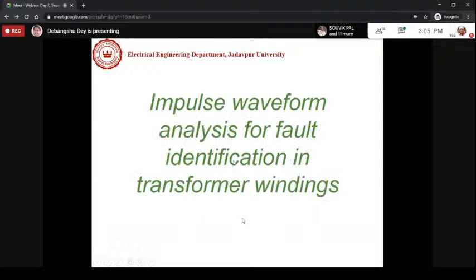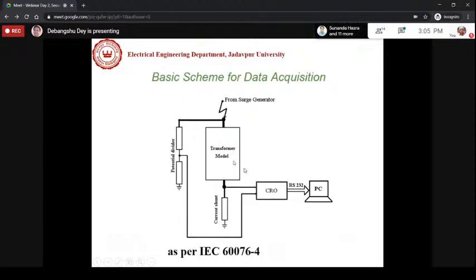First of all, we are discussing the impulse waveform analysis that I have shown you at first. We have to apply some impulse voltage, then record some response, and usually there are some standard rules, that means which voltage you have to apply on which rated transformer. Those rules are given in IEC, an international standard, and IEC 60076 part 4 is used for that.